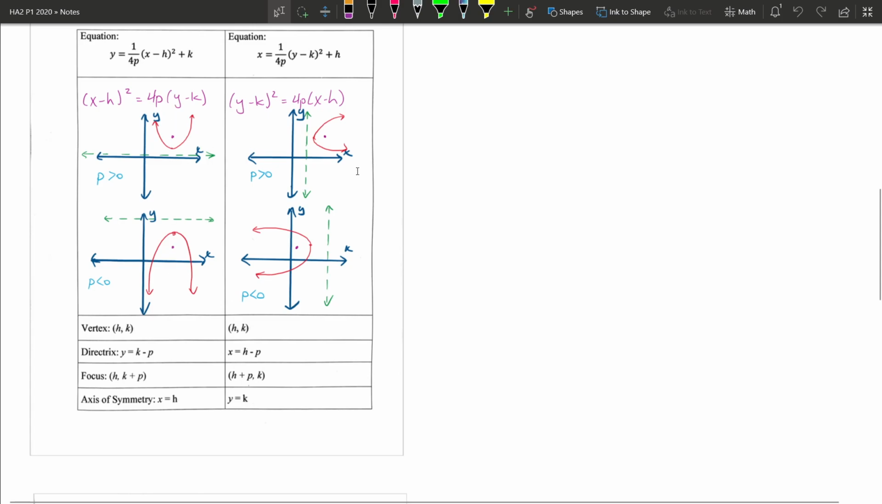So the same thing kind of goes for the horizontal opening ones. The directrix changes, it's x equals h minus p. The focus changes, it's (h plus p, k). And then the axis of symmetry changes to y equals k.